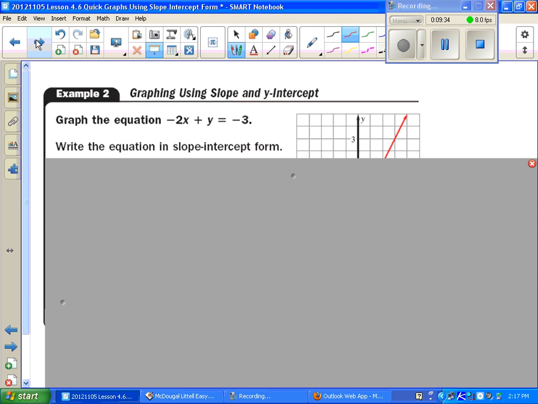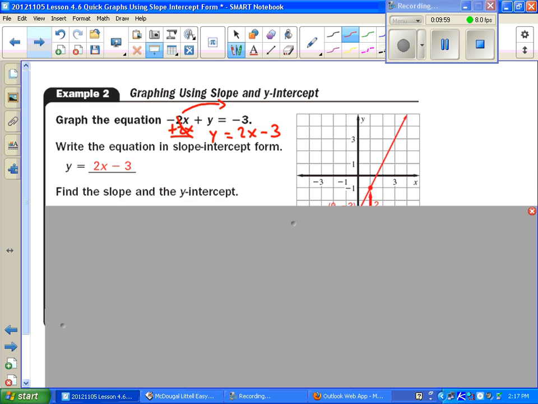Your next example is graphing using slope and y-intercept. It says write the equation in slope-intercept form. So what we want to do is move this negative 2x over. It's minus 2x, so do the inverse of that, add 2x. It'll cancel it out and leave you with just y on that side. If you add 2x to the left, you need to add 2x to the right. So positive 2x, negative 3. That's slope-intercept form. Y equals 2x minus 3.